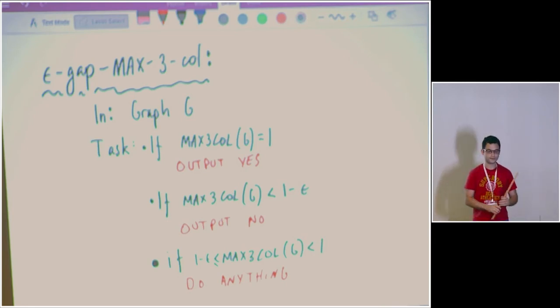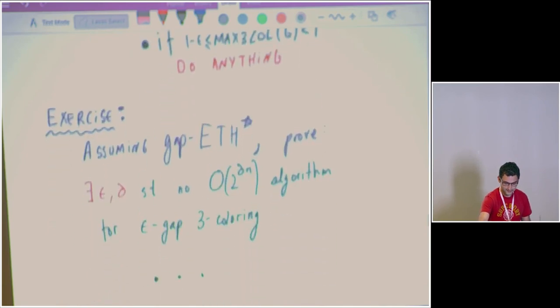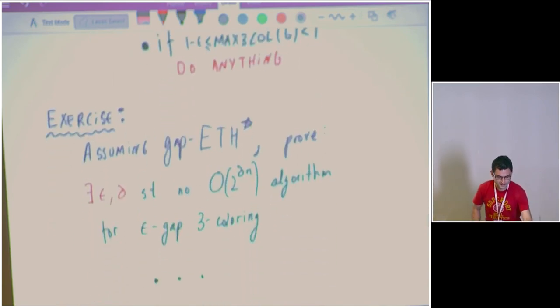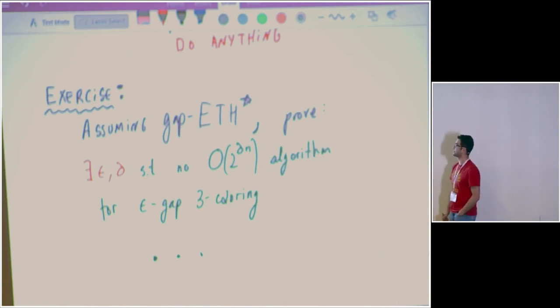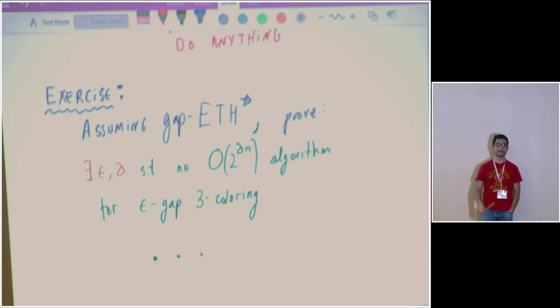Okay? So now I will check whether you have been paying attention, and I'm going to check it in the following way. Please, assuming gap ETH star, prove that there exists an epsilon and delta so that there is no 2 to the delta n algorithm for epsilon gap 3 coloring. In other words, there exists an epsilon such that you cannot do epsilon gap 3 coloring in sub-exponential time. You have 20 seconds.